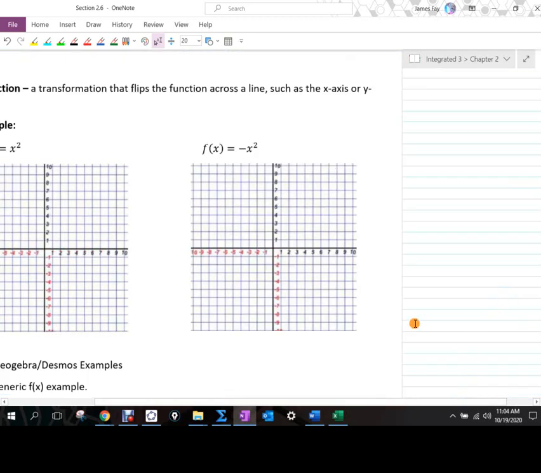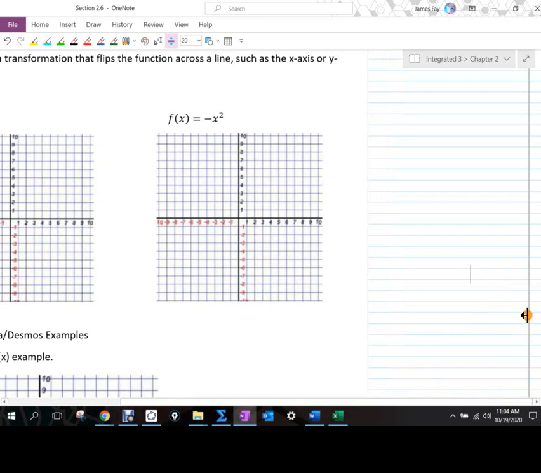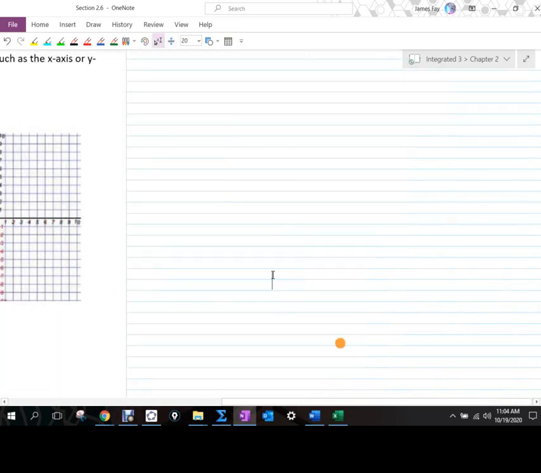Okay. So I want to kind of demonstrate here real quick. And you guys talked about this in geometry, or you should have. If you had me for geometry, you definitely talked about this. But you also did this in like 7th and 8th grade. Okay, but you did it with shapes instead of functions.